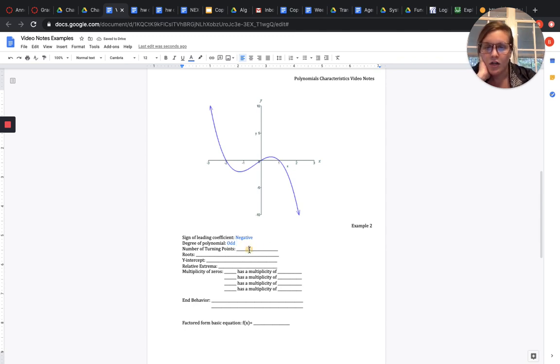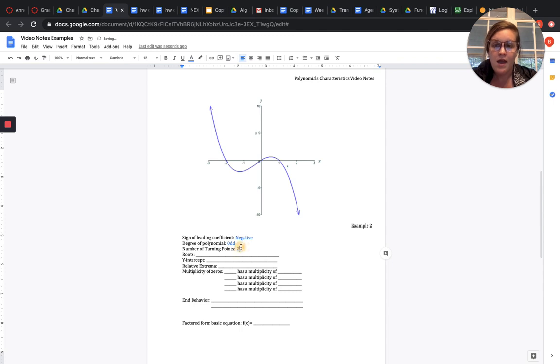Okay, number of turning points, so literally where it turns, but another way to say it is when it goes from decreasing to increasing or increasing to decreasing. So notice we have 1 here and 1 there. So number of turning points is 2.